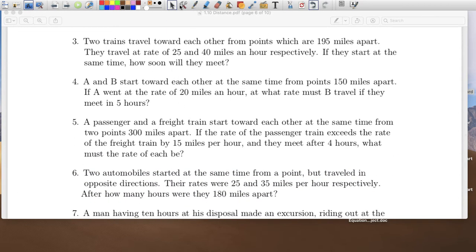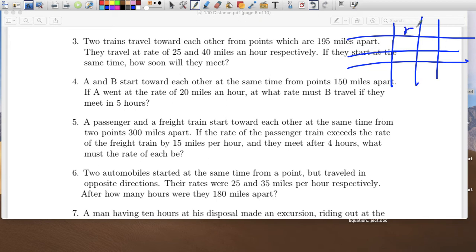Again, this one seems like the same problem. Let's start with our table. A went at the rate of 20 miles. What if they meet in 5 hours? Okay. So R, T, and D. They're 150 miles apart. Call this A. A travels at 20 miles an hour at T.